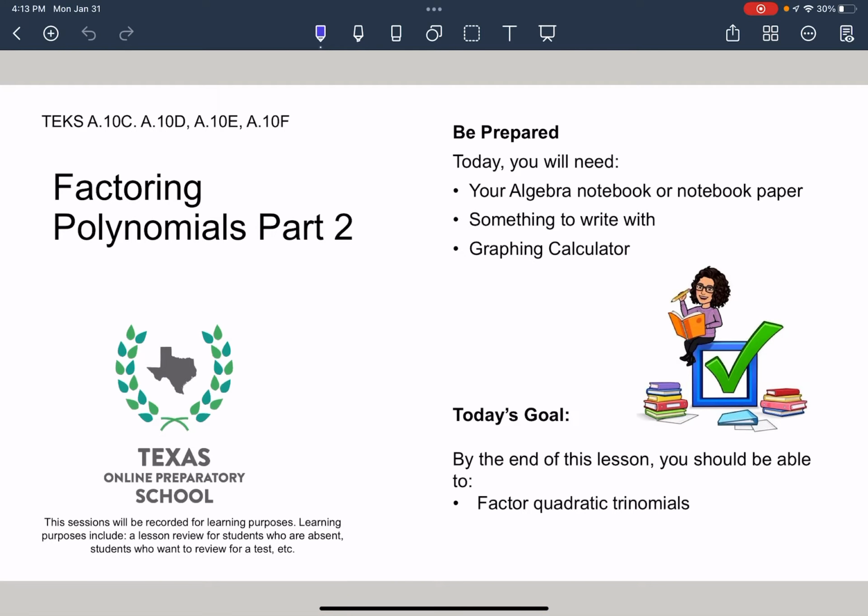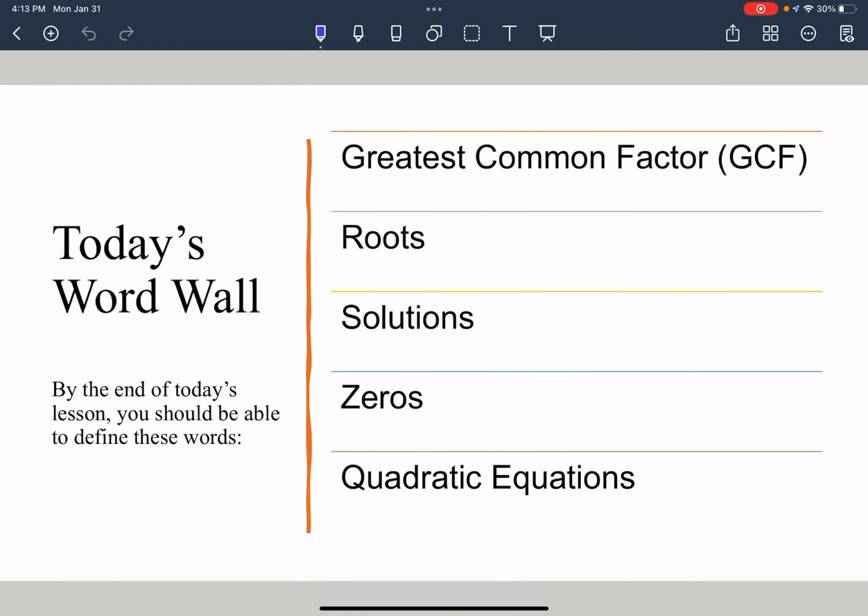Okay, so today's class video isn't working, so here's the video I'm going to do to go over the examples that we went over in class today. So today's words that we're going to be using are the greatest common factor, and we're also going to be talking about roots, solutions, and zeros of quadratic equations.